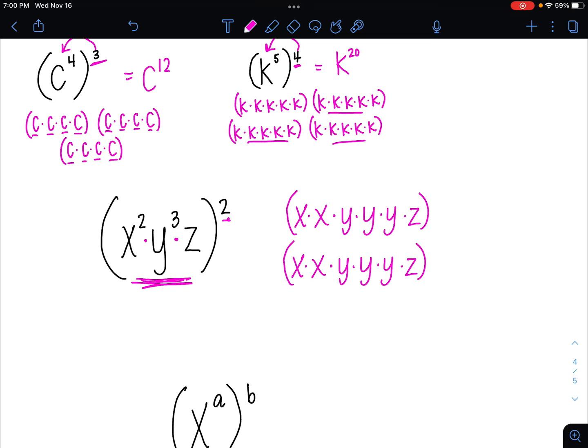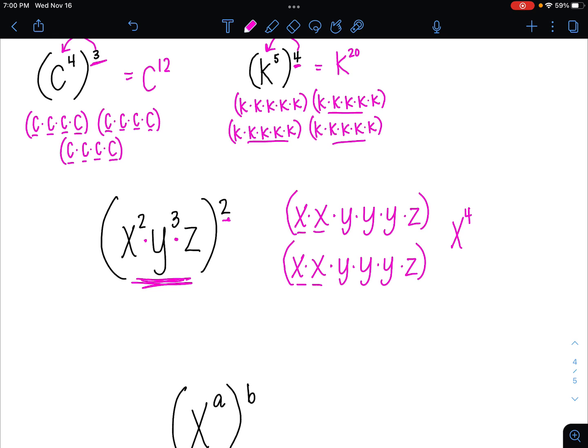So all together, I have 1, 2, 3, 4 x's. Ooh, sorry. Getting ahead of myself. I have 4 x's multiplied together. So I have x to the power of 4. I keep forgetting to write the x to the power of 4.